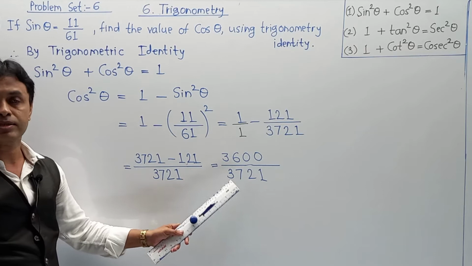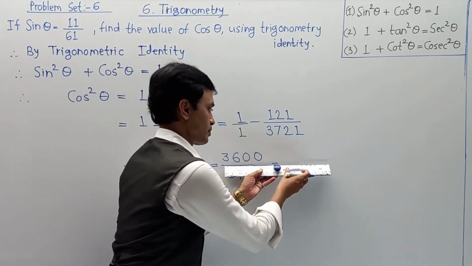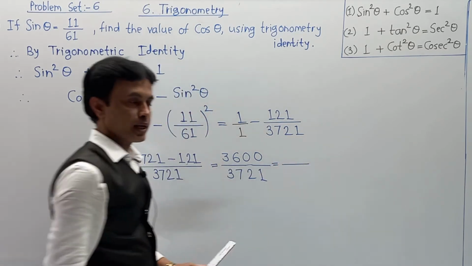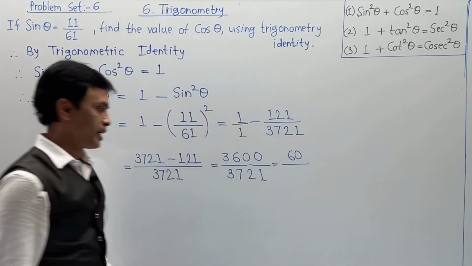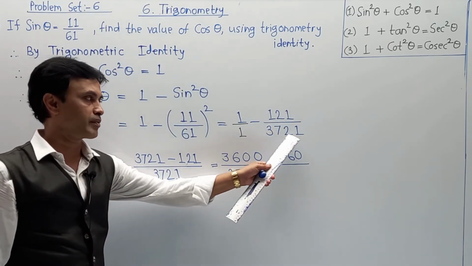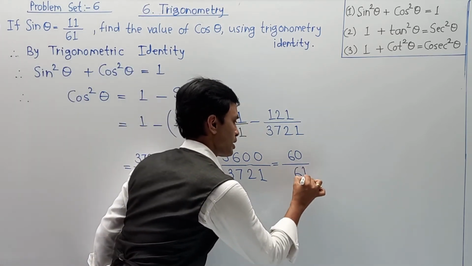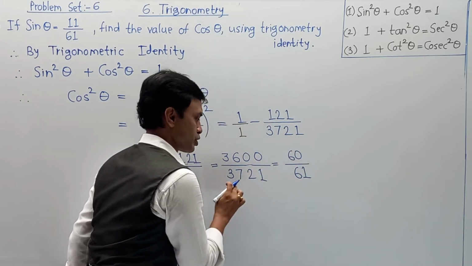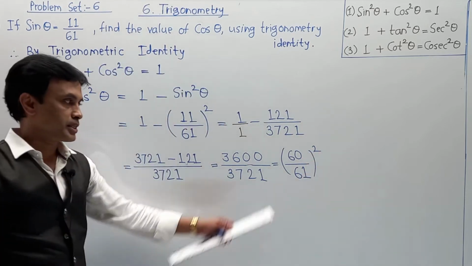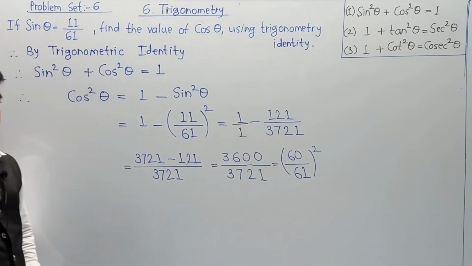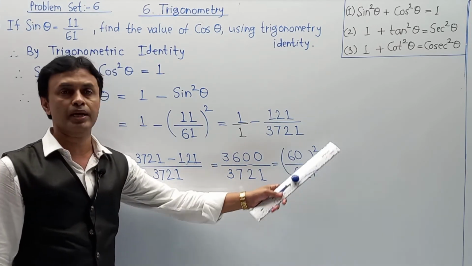But again, it is the square of some values. 3600 is a simple square of 60, and 3721, we know that it is a square of 61. So naturally 3600 upon 3721 is the square of 60 upon 61 in brackets, square. Now you are able to get the value of cos square theta is equal to 60 upon 61 in brackets, square.